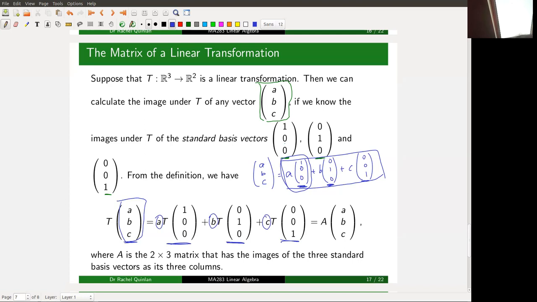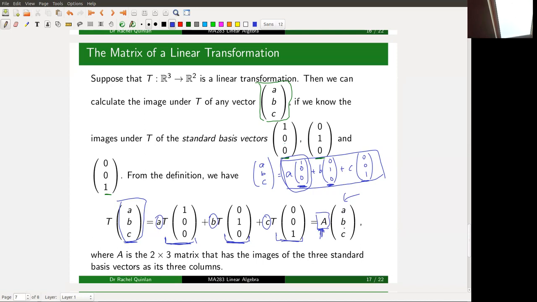Okay, we've seen something like this before, a linear combination of column vectors with some coefficients. That is nothing but a matrix vector product. It's the product of the matrix A, whose columns are the images under T of (1, 0, 0), (0, 1, 0), and (0, 0, 1), multiplied by the vector (A, B, C), which is the vector whose image under T we want to calculate. So A here is a 2 by 3 matrix whose columns are the images under the transformation T of the three standard basis vectors of R3. And what we're saying is, if we want to calculate the image under T of any vector (A, B, C) in R3, then all we have to do is take the matrix A and multiply it in front by the column (A, B, C). So we're taking the linear combination of the columns of A whose coefficients are A, B, C.